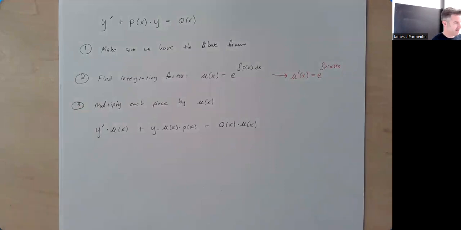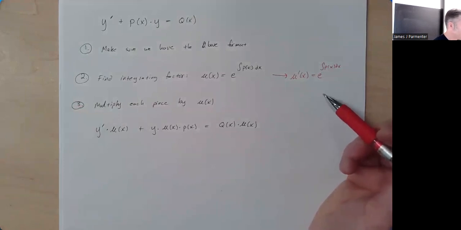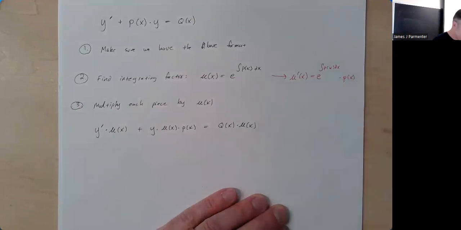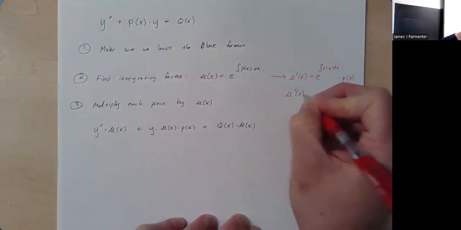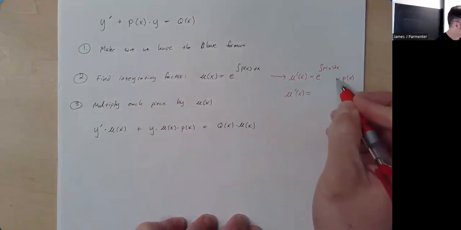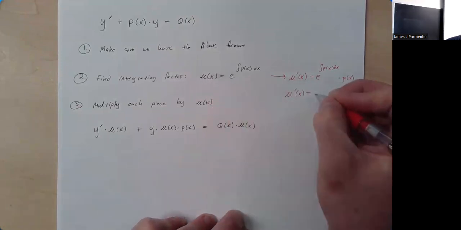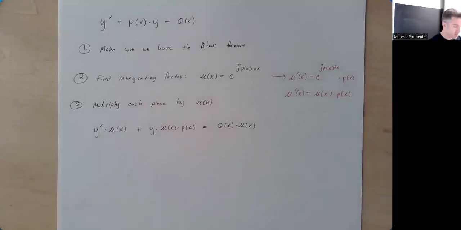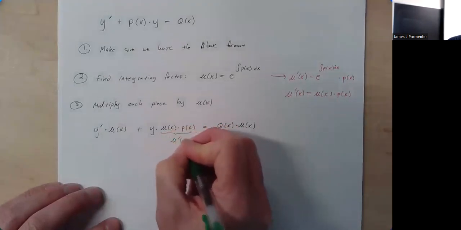Okay, I'm going to ask you a question. What's the derivative of the antiderivative of p of x? P of x. So the derivative of that is just p of x. So really, you could say that the derivative of mu of x is mu of x, right? e to the integral of p of x is what mu of x is equal to, times p of x. Hey, look, that's exactly what that is right there.